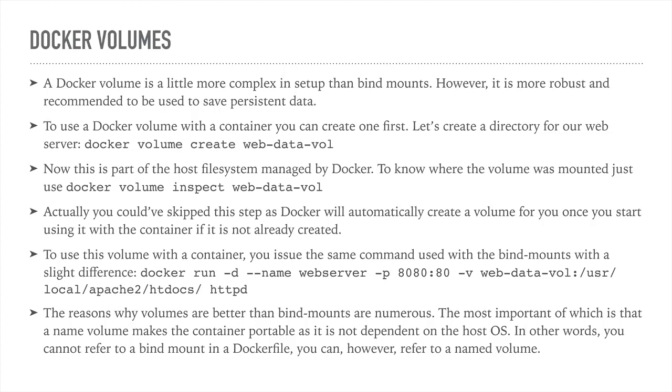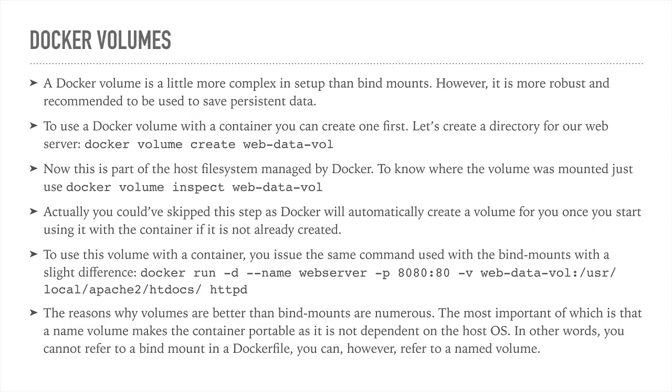A Docker named volume is a more recommended way of sharing files between the container and the host. It is a little more complex in setup than bind mounts. However, it is more robust, and as we have said, it is recommended to be used to save persistent data. To use a Docker volume with a container, you can create one first, but this is not the only option. You can actually have Docker create that automatically for you. But let's use the long way first to demonstrate what a named volume is.